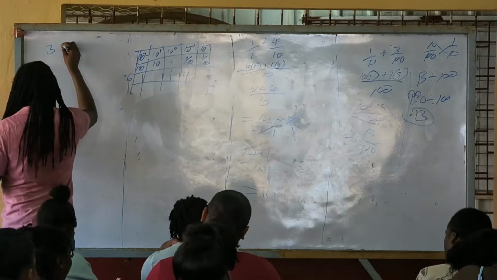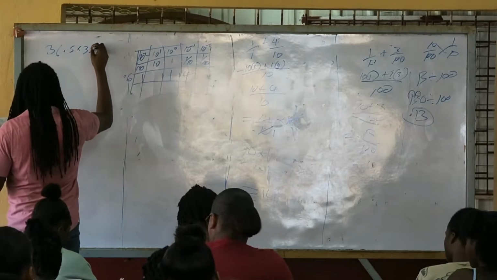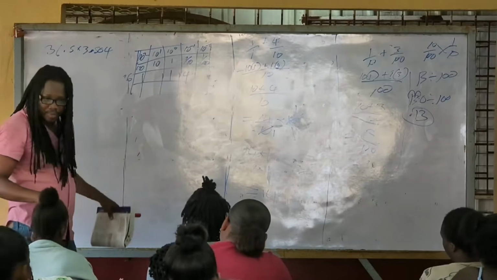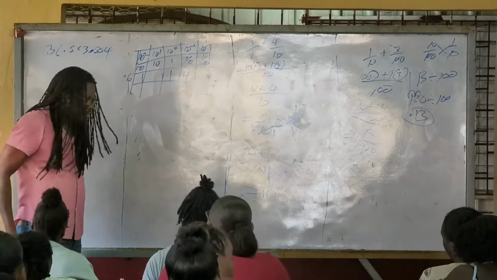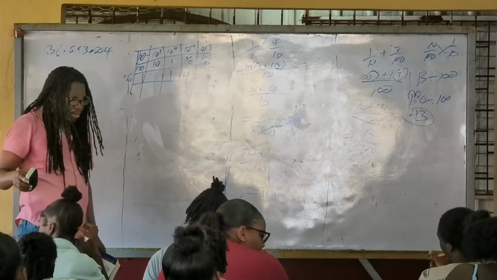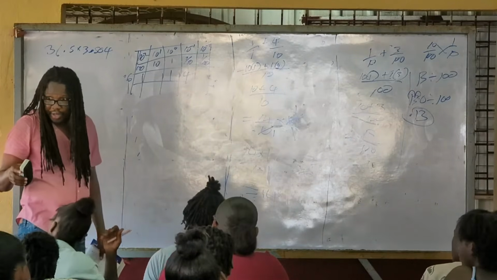Multiplication of a decimal. 36.5 times 3.504.